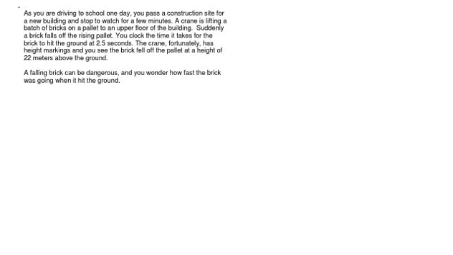I'd like to take a few minutes to work over an example problem out of chapter 4 towards the end of the chapter. It has to do with the topic of free fall. So free fall occurs in a vertical direction, and this problem is about an object that moves in that way. It's about a brick that falls off of a pallet as it's rising upwards at a construction site.